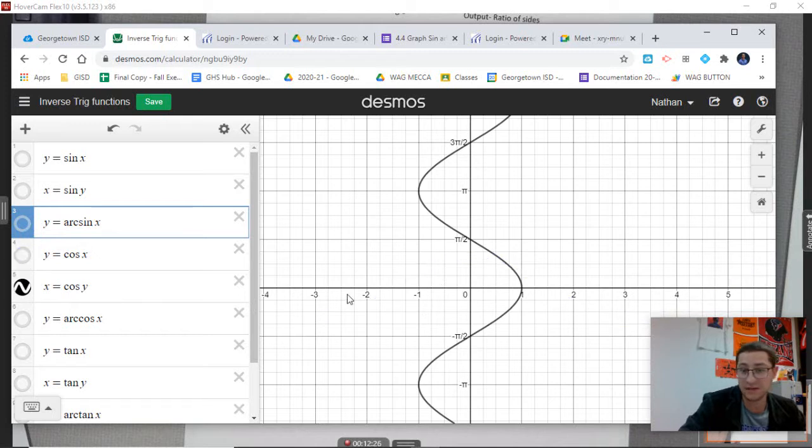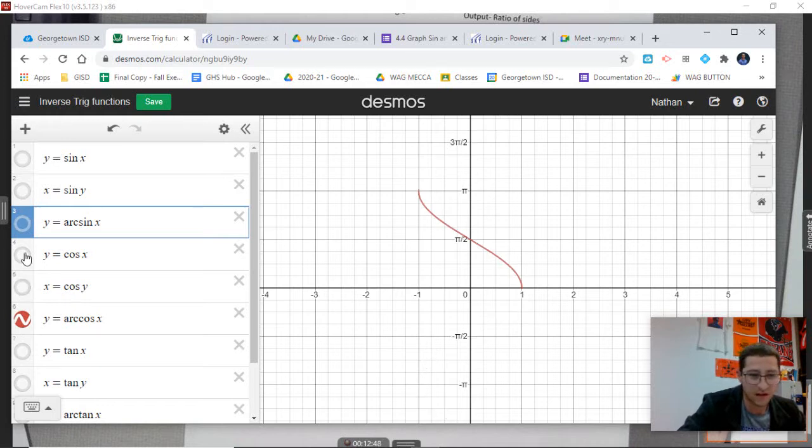But we run into that same issue: I want my domain restricted because I want one output for every one input, and it does not pass the vertical line test. So that's a problem when we're talking about functions, because we want, again, one input, exactly one output. And that is where we will restrict the domain there. Now this one's a little bit weird.